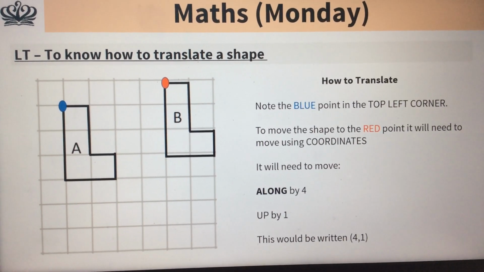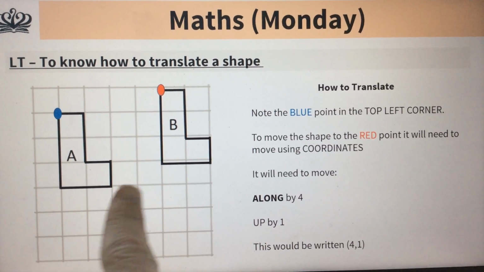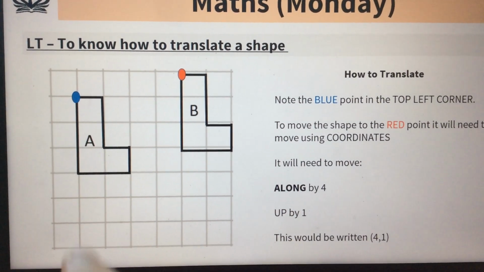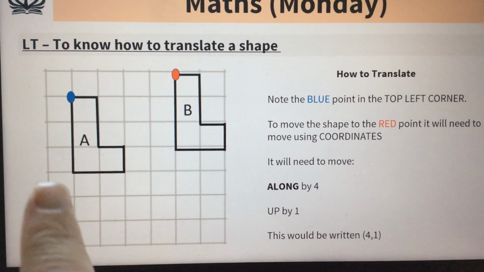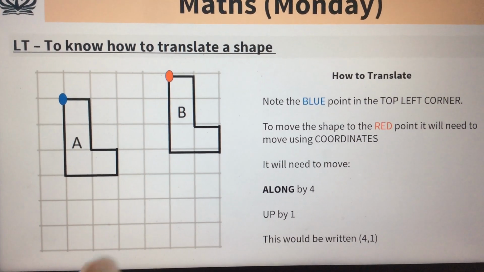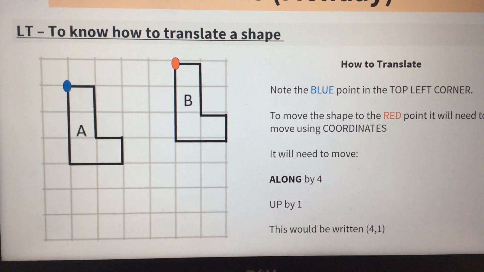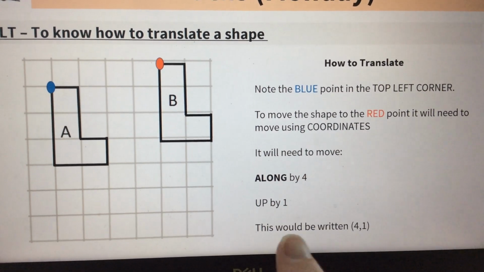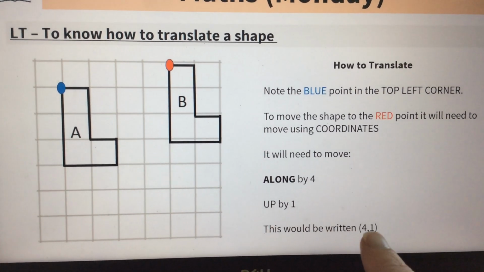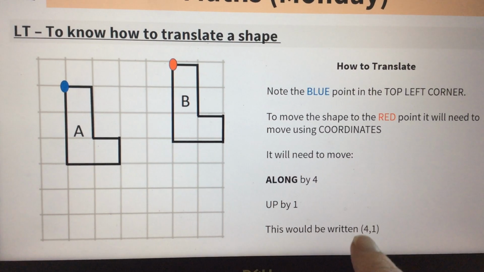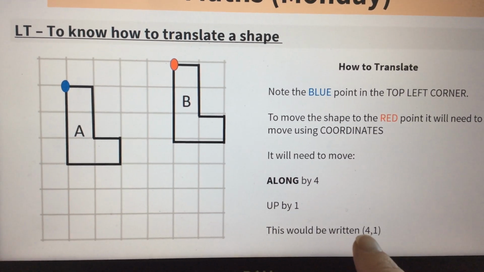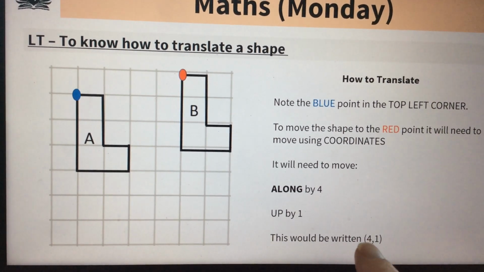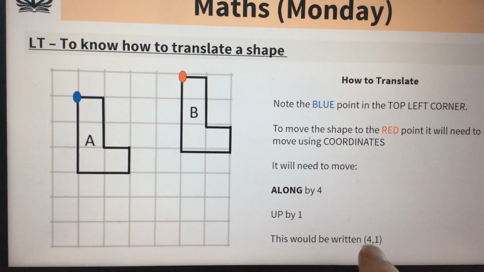Right, let's have a little look at the example here. In order to translate a shape, we need to decide on one of our vertices. So here we've got this top left one, and we've put a little blue dot on it. In order to move shape A, we are going to use coordinates. So if we're going to move it (4, 1), it means we're going to move it 4 places on the x-axis and 1 place on the y. So we're going to move it to the right, along 4, and up 1.